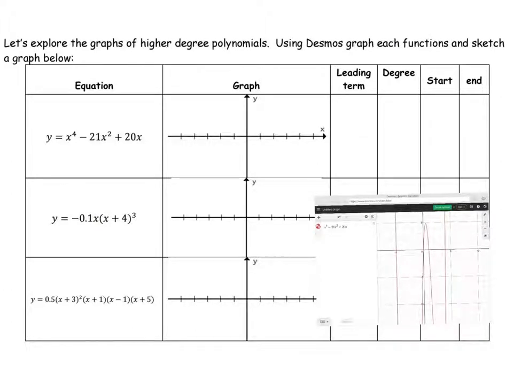I had -5, 0, 1, and 4. End behavior was up. Those were all simple roots, so I just need to cross through. So that gives me a leading term of x to the 4th, a degree of 4. Starting and ending behavior is both up.